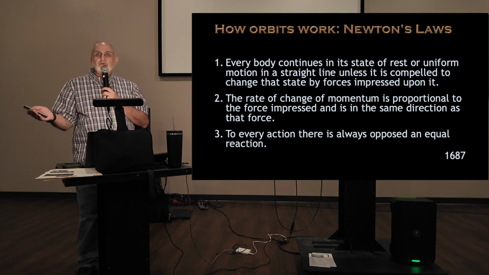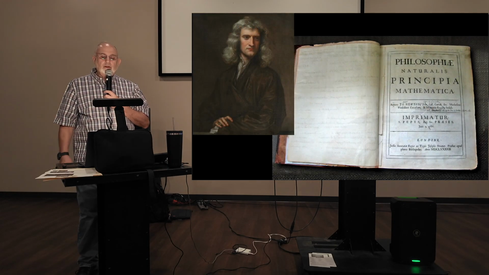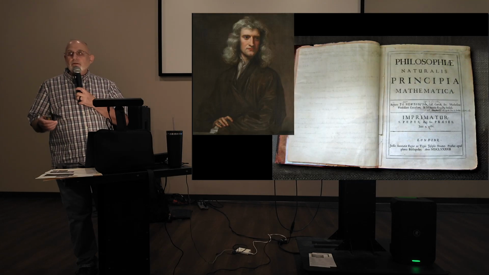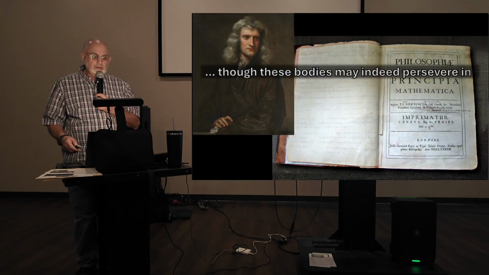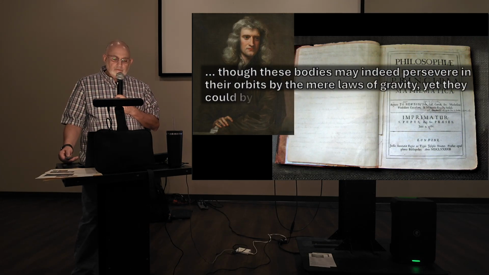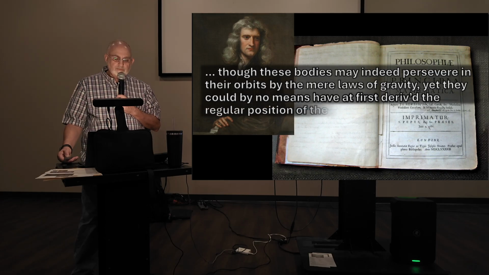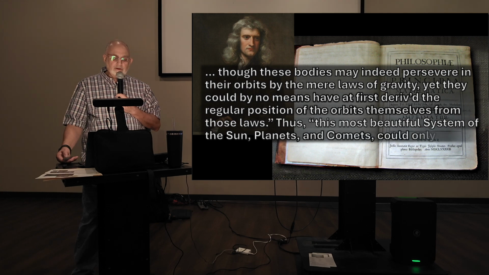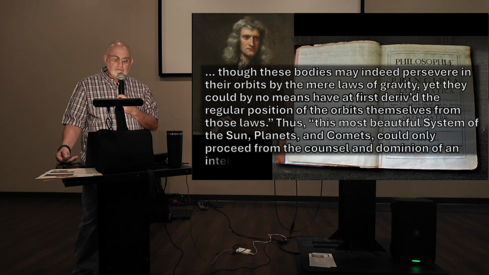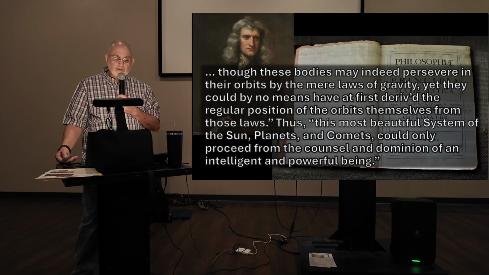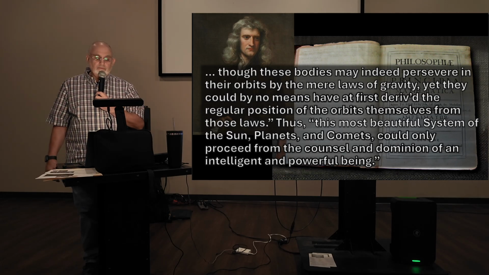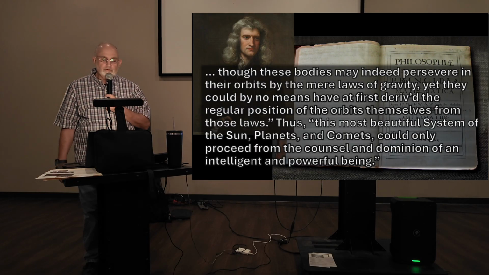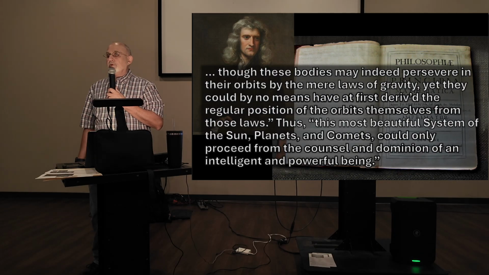So he and Kepler were similar time periods. And here's what Newton said about what he saw in the solar system. He said, "Though these bodies may indeed persevere in their orbits by mere laws of gravity, yet they could by no means have at first derived the regular position of the orbits themselves from those laws. Thus this most beautiful system of the sun, planets, and comets could only proceed from the counsel and dominion of an intelligent and powerful being."